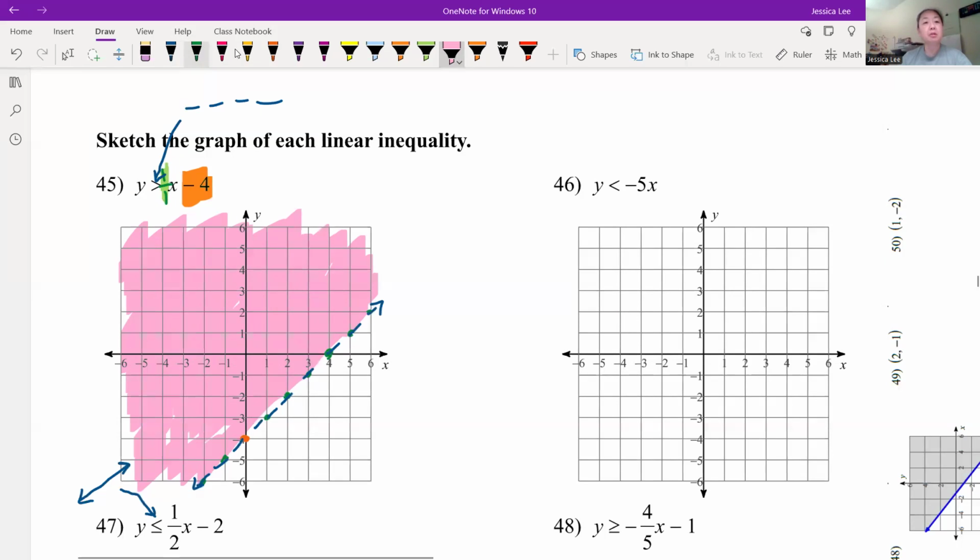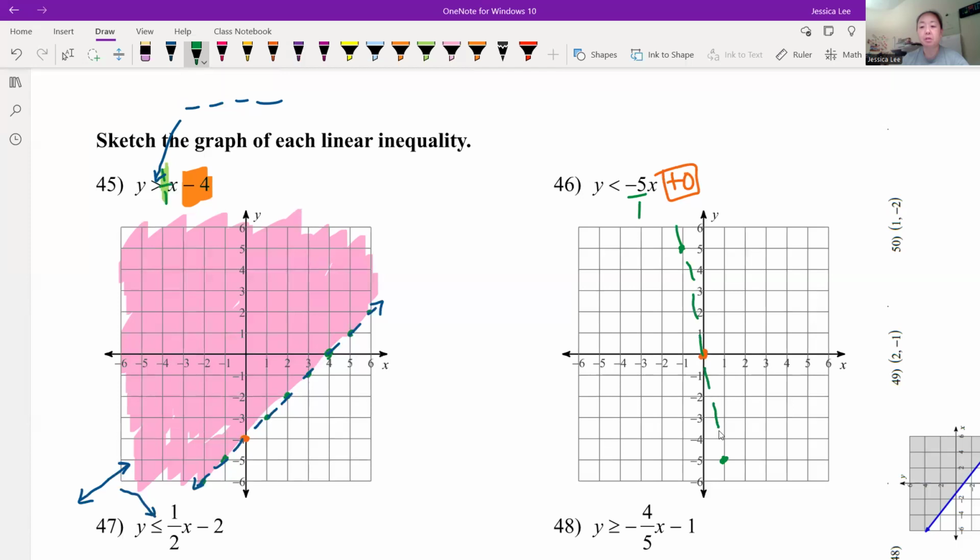Okay, so we're going to do the same thing for number 46. Oh look, there's no y-intercept here, which means if there's no y-intercept, what's the number? Plus 0, so we're going to be right here at 0. All right, and we're going to use the slope. Remember, it's -5 over 1. So I'm going to go up 5 and then to the left 1 so that my line is decreasing, or down 5 and to the right 1. And it is going to be a dashed line because it is just an inequality.